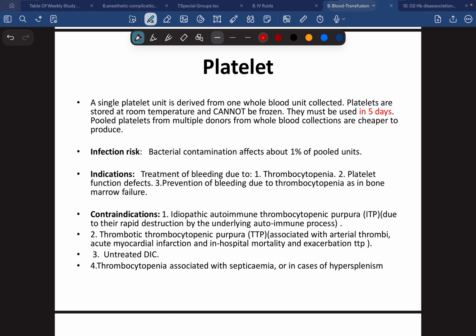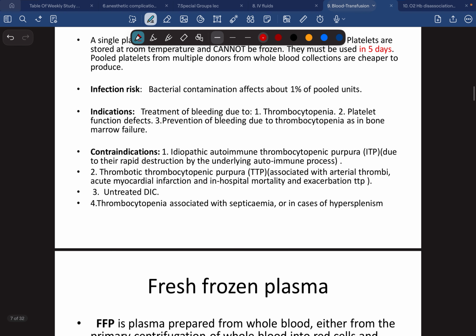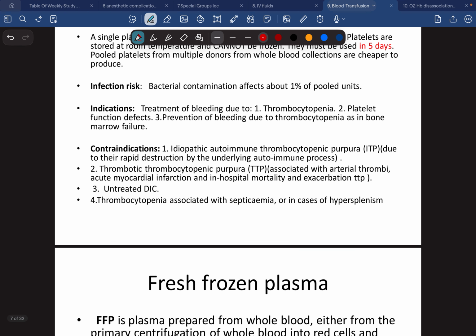Patients with high risk of arterial thrombi and MIs, and TTP, are contraindicated. Untreated DIC, you have to manage the source of the DIC first, and thrombocytopenia with septicemia and hypersplenism. Treat the underlying cause first.